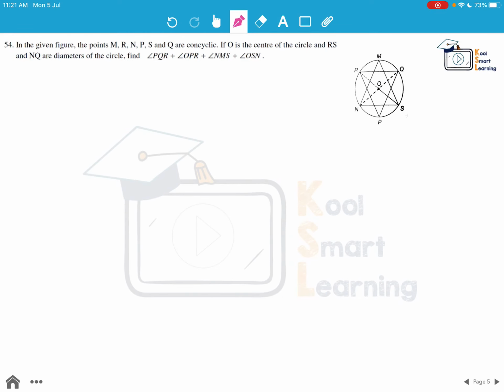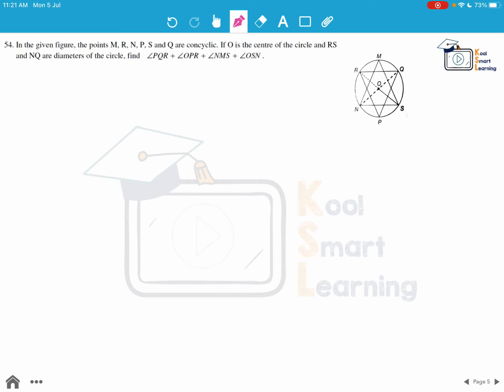Moving to the next question. In the given figure, the points M, R, N, P, S and Q are concyclic. If O is the center of the circle and RS and NQ are the diameters of the circle, we need to find out the sum of these four angles.